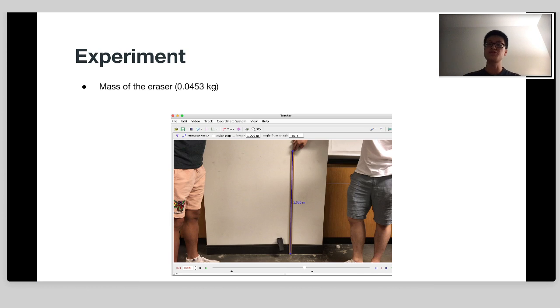We dropped the Staples dry erase board marker for our physical model from a height of approximately 1 meter. The video was analyzed using the computational tool Tracker, which the model eventually relied upon.